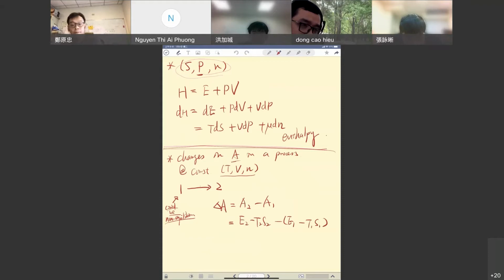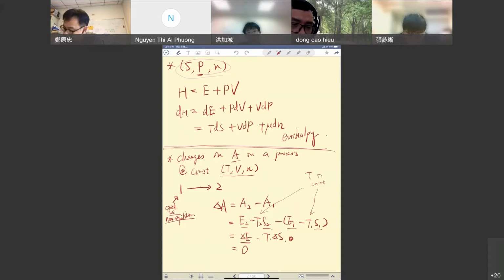If you collect terms and realize that now we assume this temperature is constant, so they are the same temperature. During the process, there's no temperature change. So this became delta E, E2 minus E1, and minus T delta S. I don't need to actually write everything down. And we know from the first law, the change in energy should be measured either in heat or in work. So this delta E is Q plus W, minus T delta S.